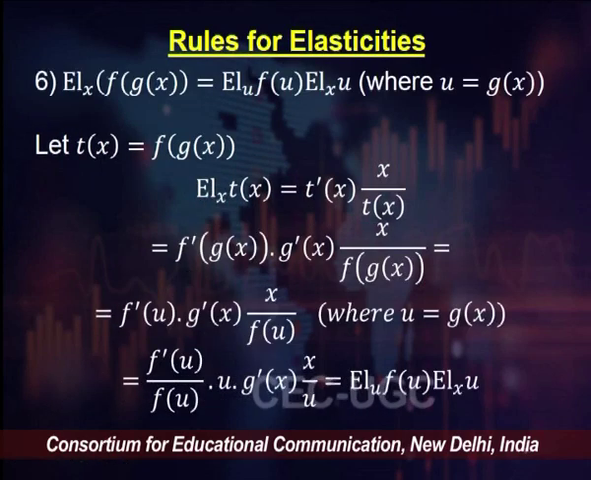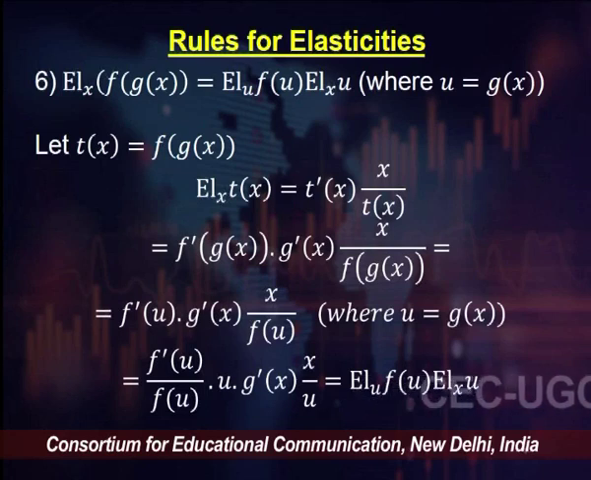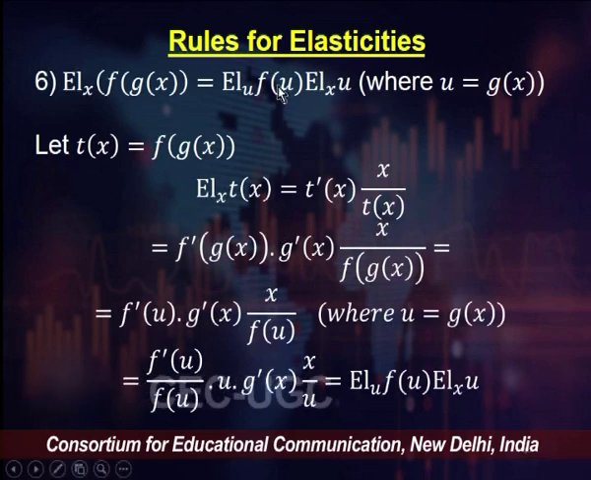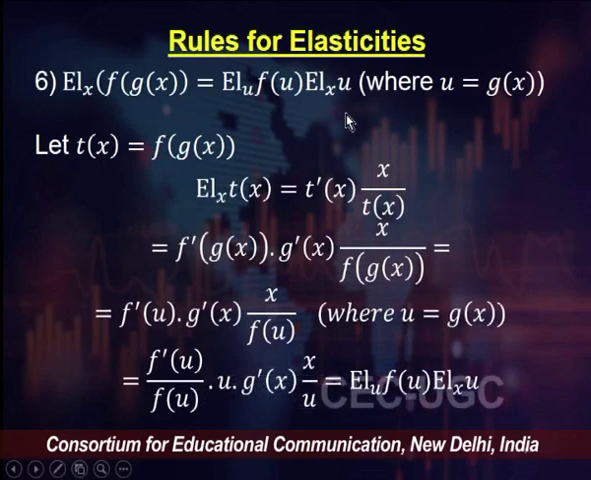And finally, we have this last rule that says that the elasticity of f of g of x, we have a composite function here, with respect to x, is the elasticity of f of u with respect to u times the elasticity of u with respect to x, where u is equal to g of x.